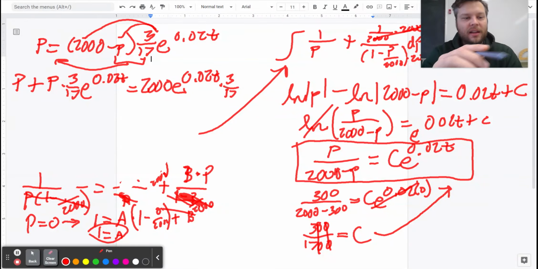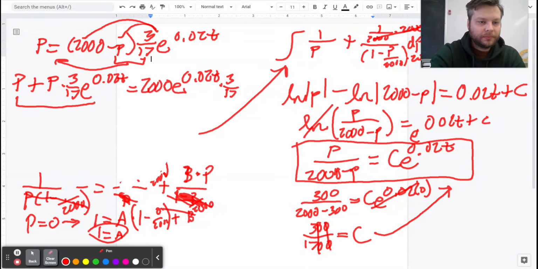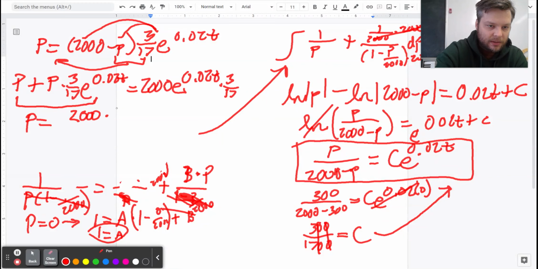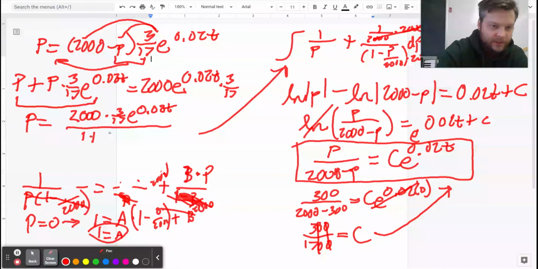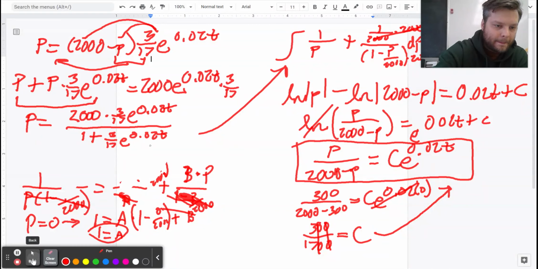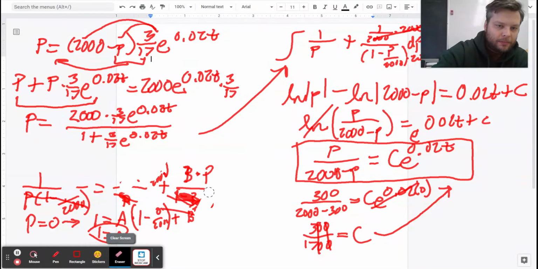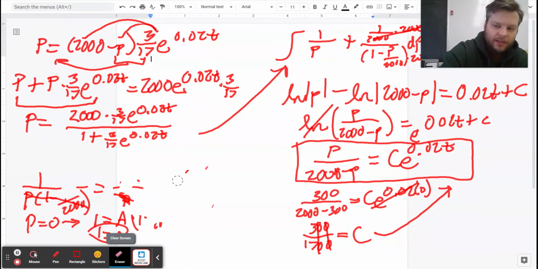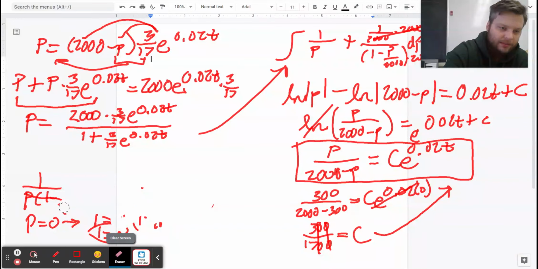Okay. Then if I factor out p from the left side, I have p times 1 plus 3/17 e to the 0.02t. So then we get p equals, I'm going to divide. So I have 2000 times 3/17 e to the 0.02t over 1 plus 3/17 e to the 0.02t. So I've solved now for the population. At any given time, I can plug in the t value, and that equation will tell me the population of the number of cells.